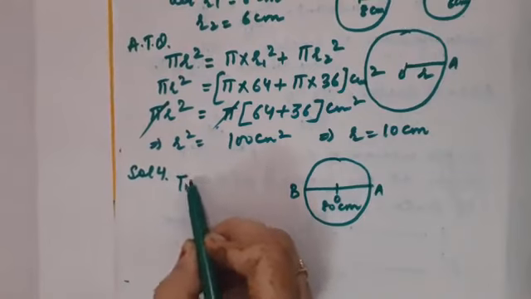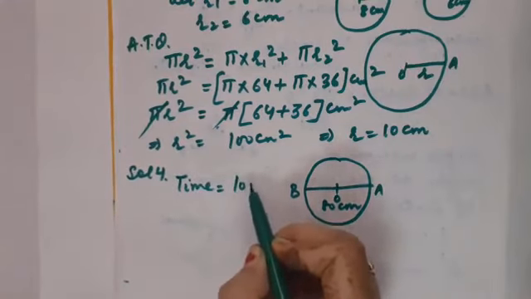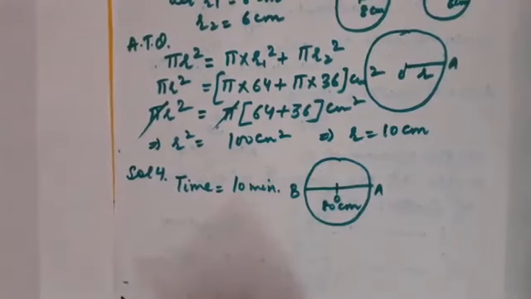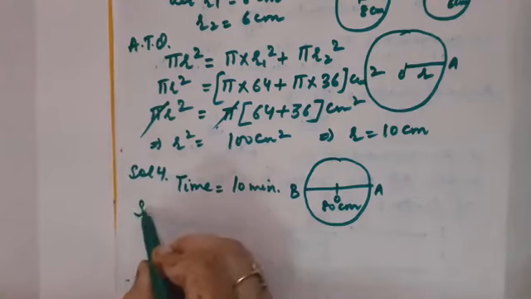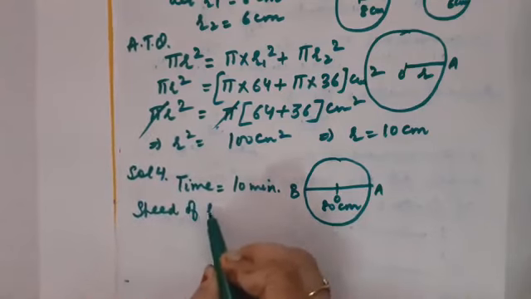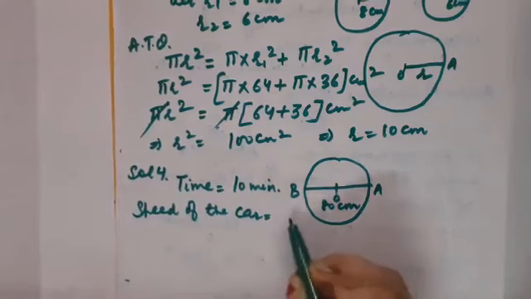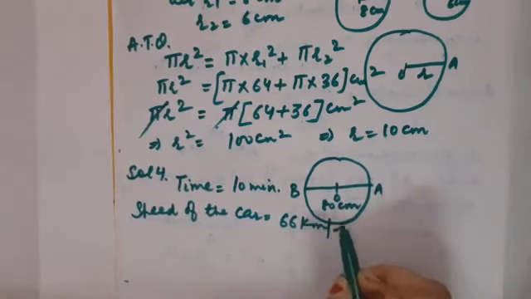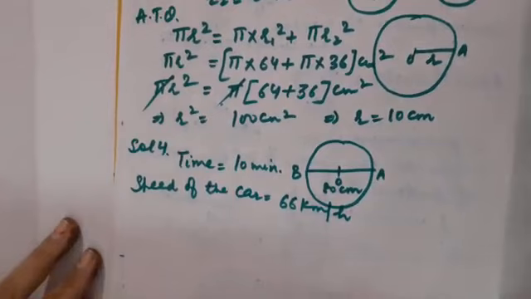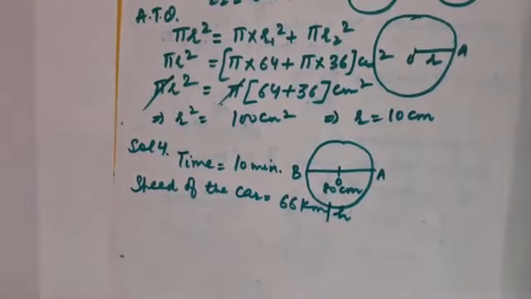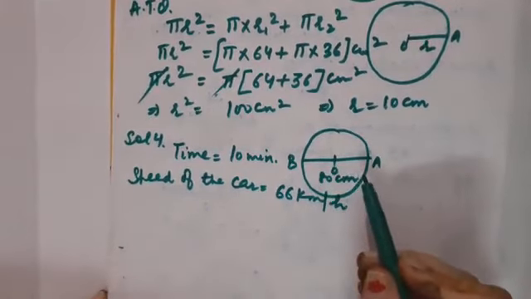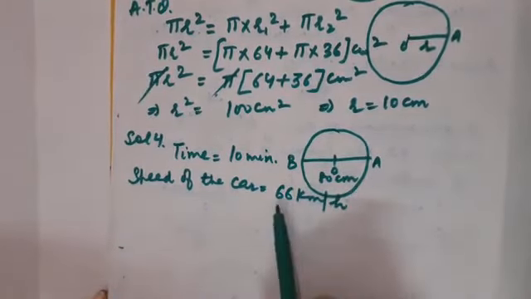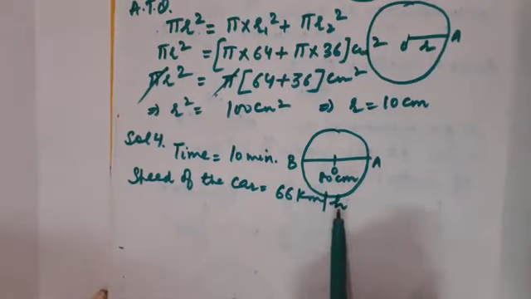Does each wheel make in 10 minutes? So the time given is 10 minutes, when the car is traveling at the speed of 66 km per hour. So the speed of the car is given, that is 66 km per hour. So children, we are going to calculate the number of complete revolutions, means the number of complete rounds taken by the wheel, and the speed of the car is 66 kilometer per hour. Means in 1 hour it is going to cover 66 kilometer distance.